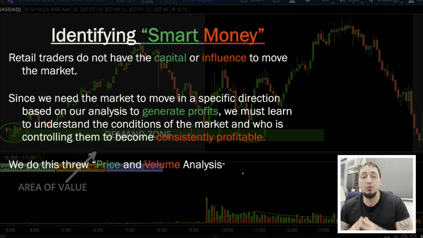We do this through price and volume analysis, right? So in a nutshell, ladies and gentlemen, we learn to adapt to these market conditions so we can identify smart money and what they're doing in live time. If we can understand where they're going long, where they're going short, we can then capitalize on these movements consistently, right? We do this through price and volume analysis, and we are going to break down all of our favorite strategies, tips, tricks, everything you're going to need to know in this course, right?